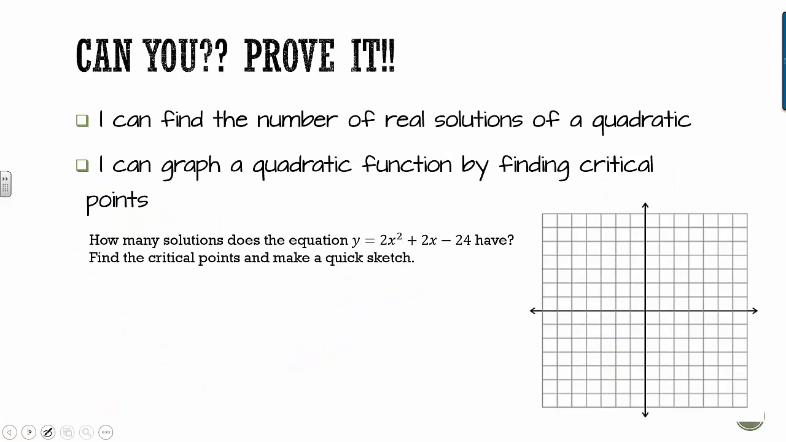So try your hand at one. Find how many solutions this has, find your critical points, and then see if you can make a quick sketch. You might have to count by 2 or 3 to get it on this graph. So write down any questions you have and we can go over them in class.